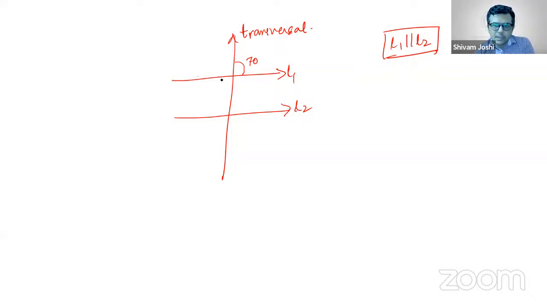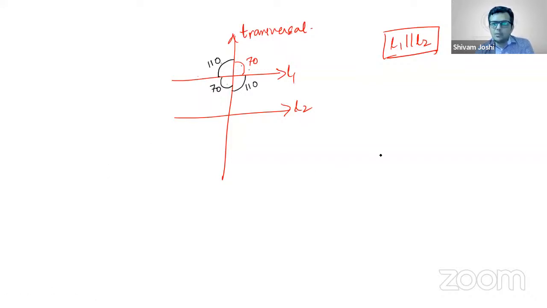So first of all, I can say that this is the vertically opposite angle of 70, correct? Which is equal, and therefore this is also 70. Then I can say that this is a linear pair of 70, and therefore this should be supplementary, so it should be 110, right? Similarly, this is vertically opposite of 110, hence it is 110, right?